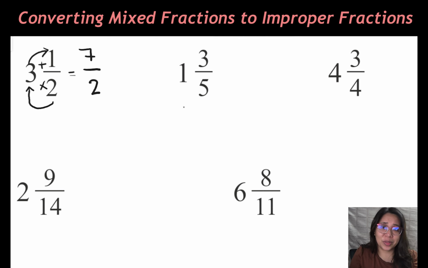So, next example, we have 1 and 3/5. Okay, so, i-multiply natin yung ating denominator sa ating whole number. Okay, so, and then, i-add naman natin yung sagot sa ating numerator. Okay, so, 5 times 1 is equivalent to 5 plus 3 is equal to 8. Okay, so, ito yung ating magiging numerator and then, kokopyahin lang natin ulit yung denominator. So, we have 1 and 3/5 is equivalent to 8/5.